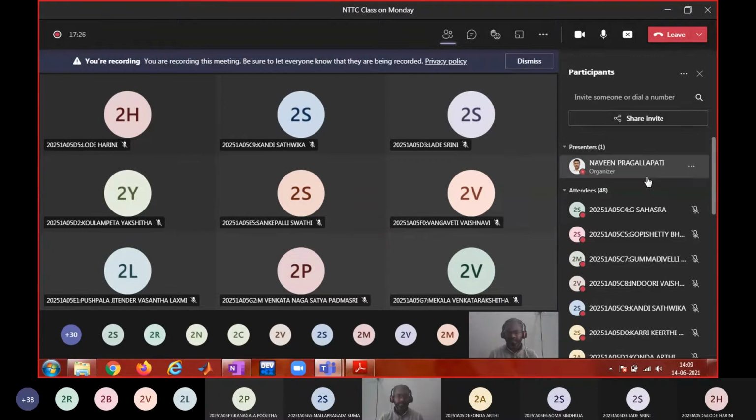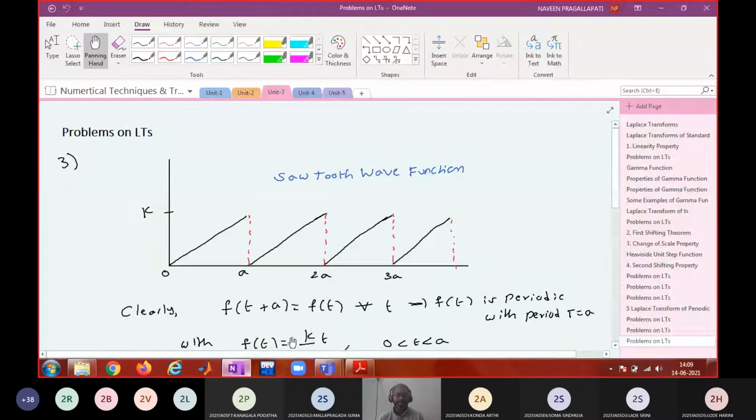So we were discussing Laplace transforms. In that we completed 5 properties, namely linearity property, first shifting theorem, second shifting theorem, change of scale property, and Laplace transform of periodic functions. We'll continue that discussion in today's class also. So we have completed the fifth property in the last class, which is Laplace transform of periodic function.